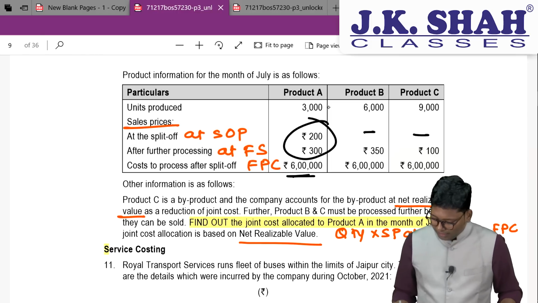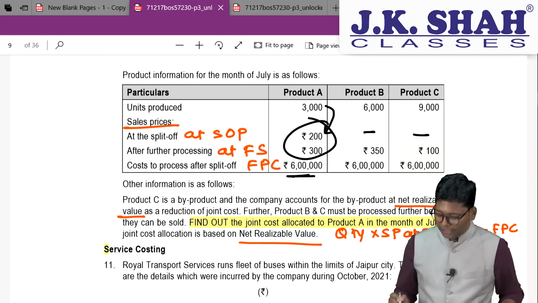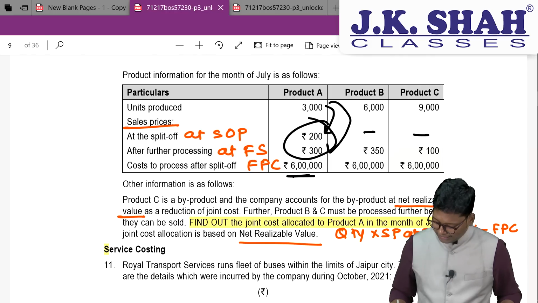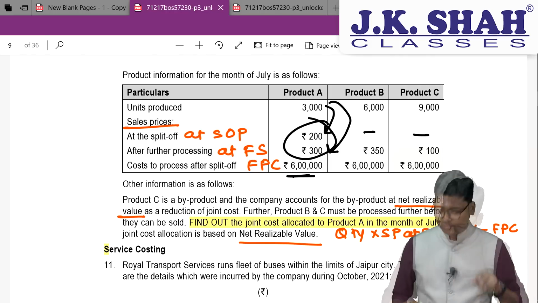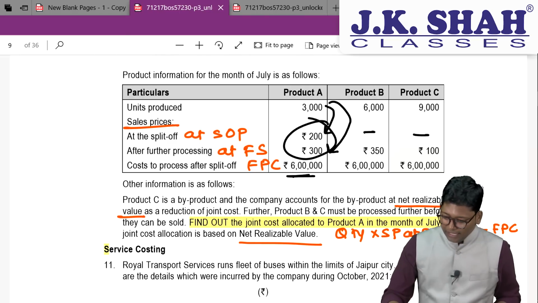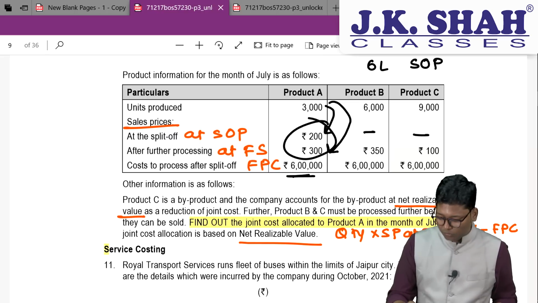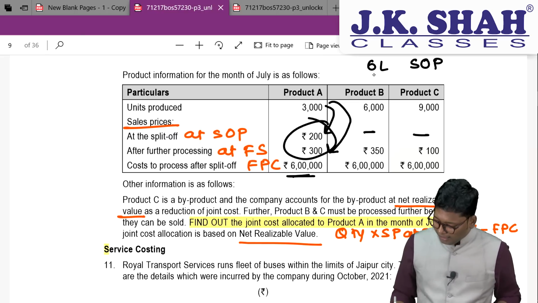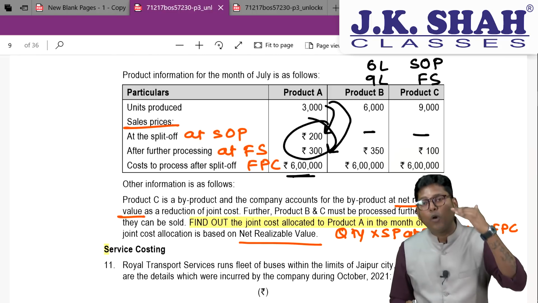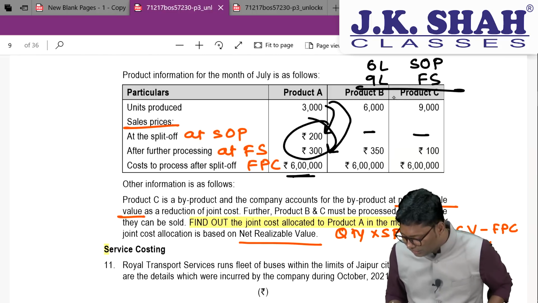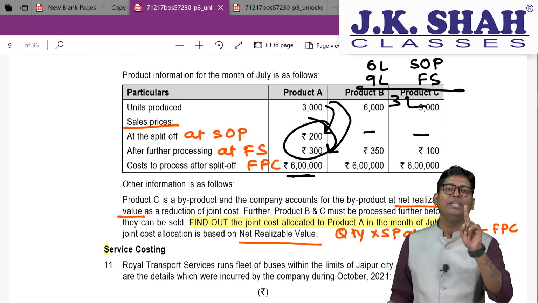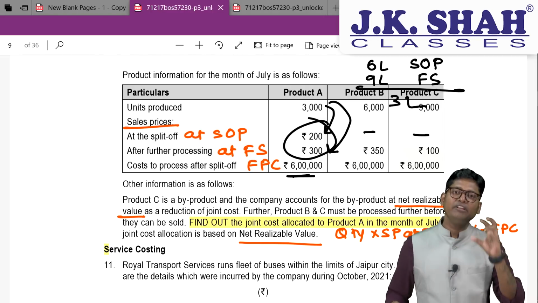See here. If you compare 3000 units, my mistake, 3000 into 200 gives you revenue of 6 lakhs. This is the revenue at split off point. And 3000 into 300 is 9 lakhs. This is the revenue at the final stage. So by selling the product at the final stage, an additional 3 lakh rupees can be generated. This is the additional revenue, incremental revenue.